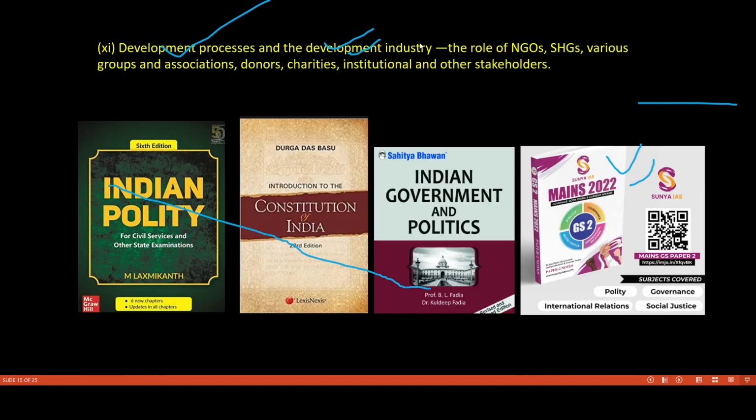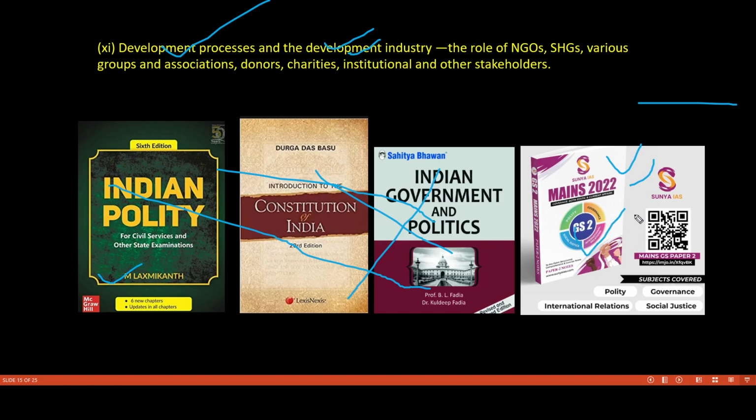Development process and development industry, the role of NGOs and SHGs. This is about non-governmental institutions. Definitely these topics of GS2 of mains will not be in these books. Some pressure groups and such things are given in polity, but other than that it is not given. These two books are not relevant for this preparation, and you can find these topics here.